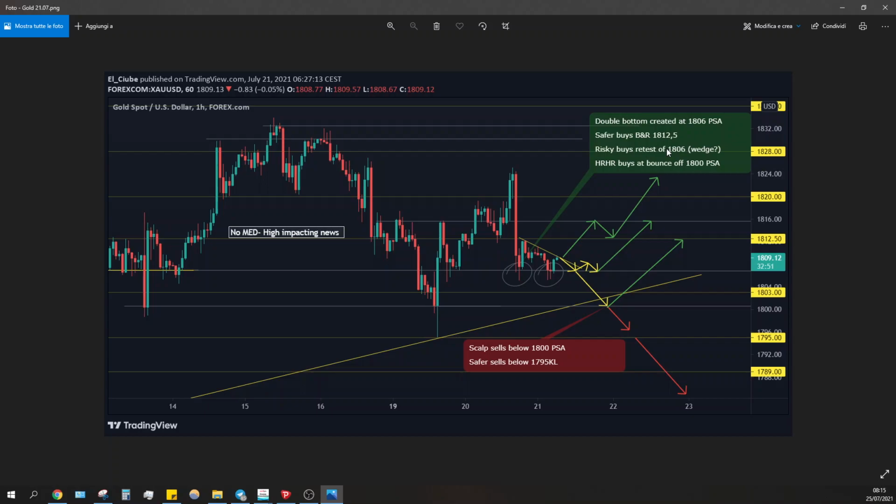So, risky buys on the retest of 1806. This is not a key level. This is a price sensitivity area, PSA. So we are spotting a wedge against 1806. Let's see now how it plays out.